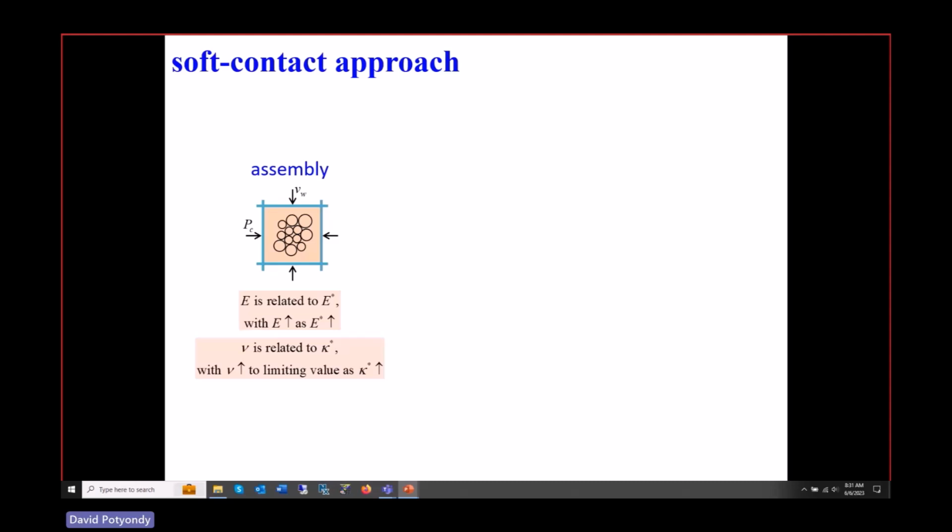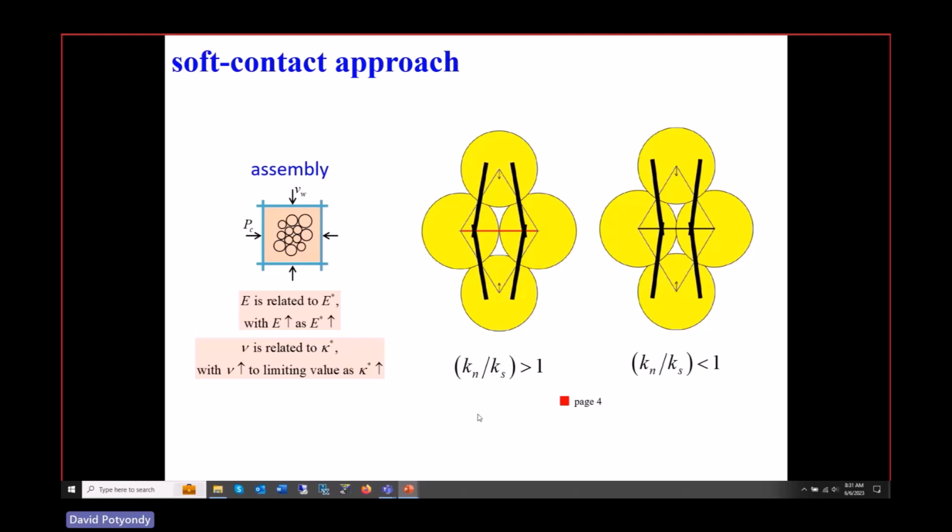Then you're just going to change E star by 15%. You're going to run the test again and, oh, I got it. Okay. Now, the other thing that isn't at all obvious is that the Poisson ratio that you're going to measure is actually related to kappa star. And what's going to happen is the Poisson ratio is going to increase to some limiting value as you increase kappa star. Okay, why is that?